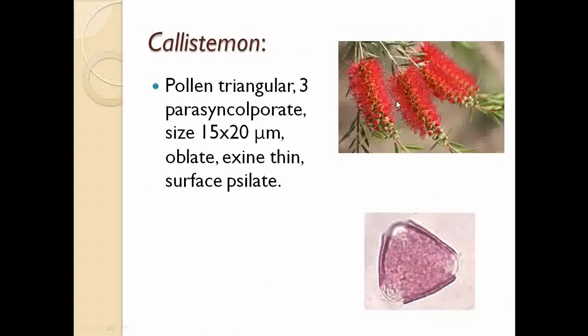Then the next example is Callistemon. Whenever, after acetolysis, you observe the pollen grains of Callistemon, you see that they look clearly triangular. Here you observe the three apertures, which is why it shows a zonocolporate structure. The size of the pollen grains is 15 by 20 micrometer, and it is oblate. The exine is thin and the surface is psilate, see here, the surface is psilate, and the exine size is generally about 3 micrometer.